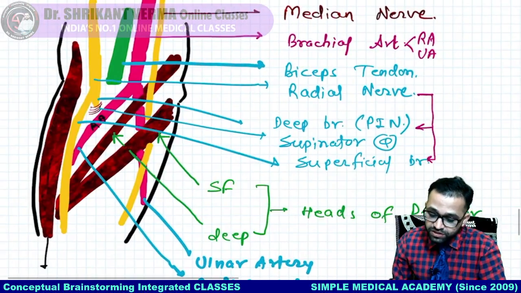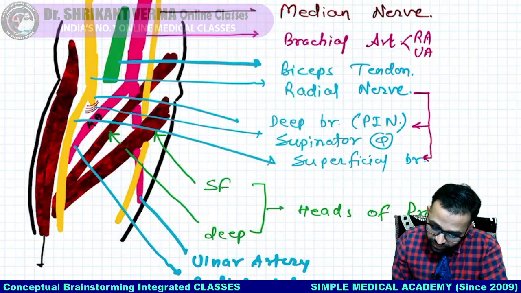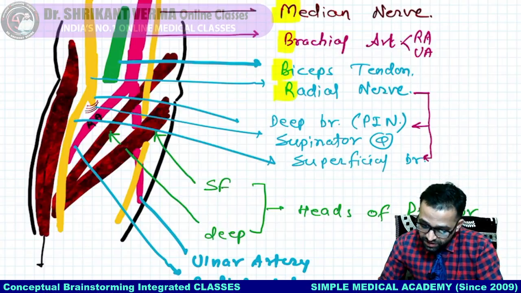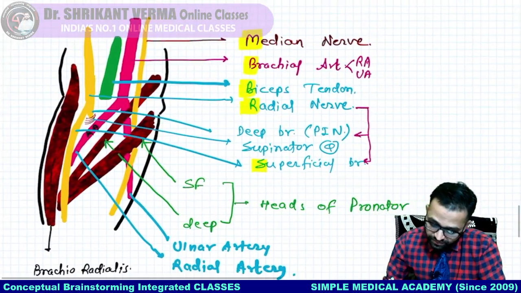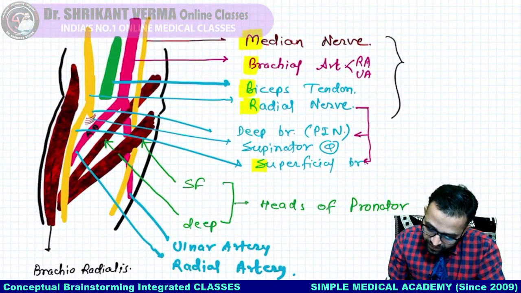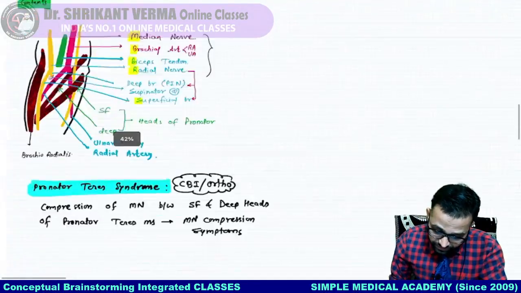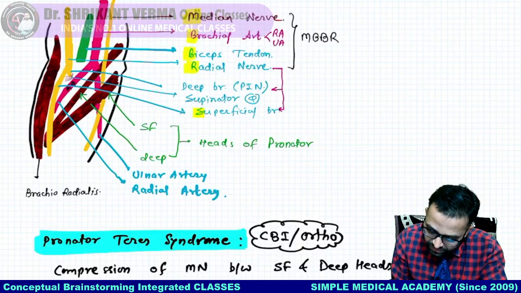Now try to understand. See here, these important contents you can remember as the relation MBBR. Just like MBBS, you can remember MBBR. Your textbook will mention the superficial branch also, so the trick becomes MBBR. So what are the important contents? The important contents are MBBR. These are important contents.